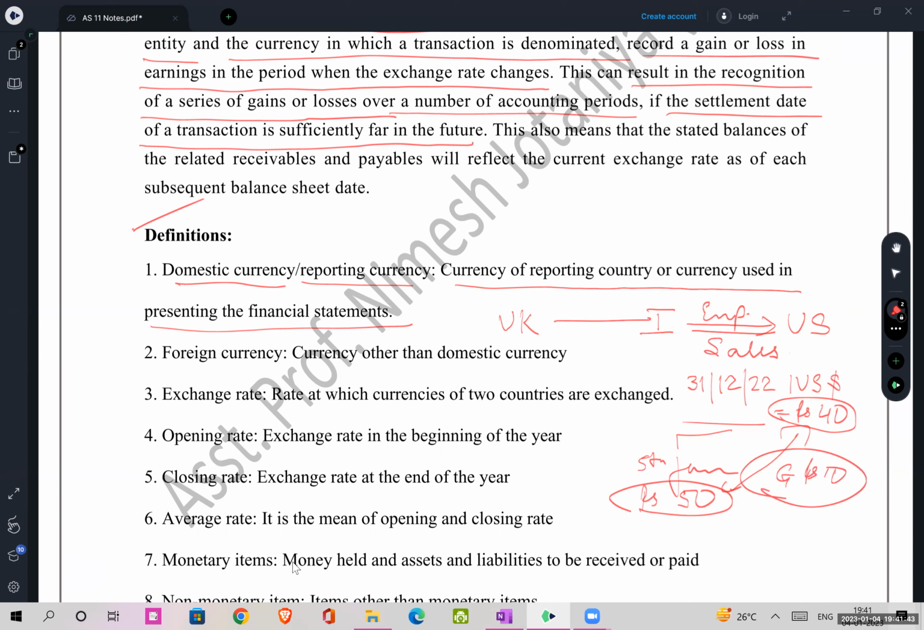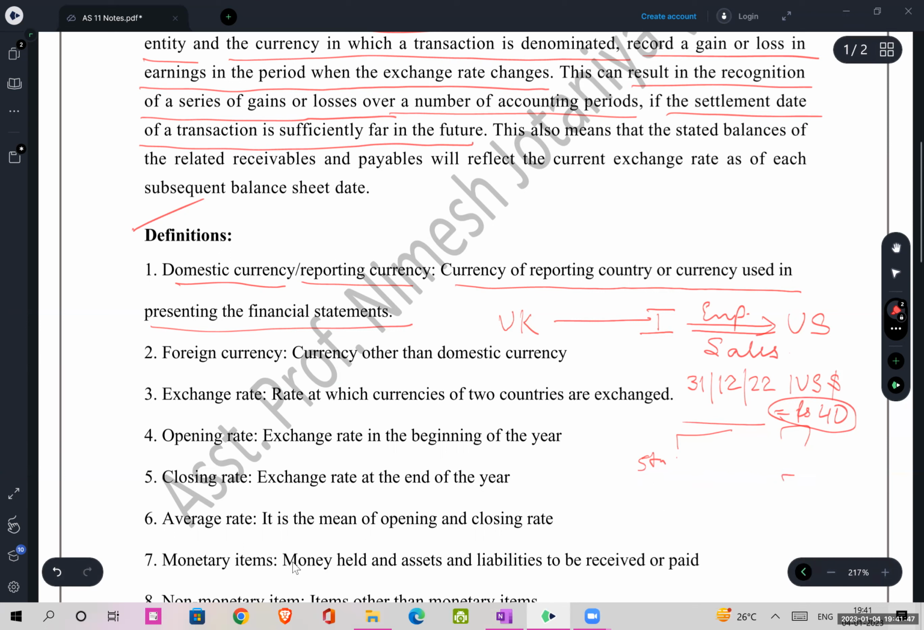It can be the opposite of this also. On 31st December, say the rate was 40, but on 5th January, $1 became 30 rupees. So I will get less money, so I have a loss of 10 rupees. It's a loss. So you have to think from this point of view.